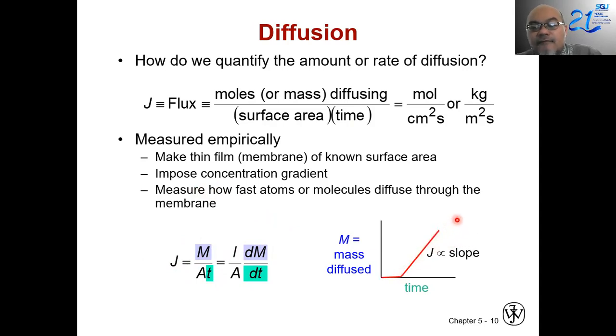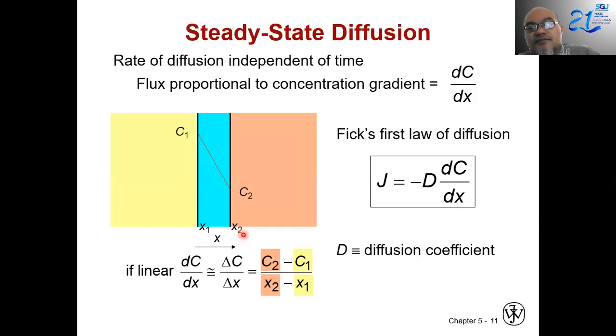Here, if we graph the mass diffused per unit time, this will be the slope. This dM/dt is the slope, and divided by the area to obtain the flux of the diffusion. We have what we call steady state diffusion, in which the rate of the diffusion is independent of time. The flux will then be proportional to the concentration gradient across the depth of that material.